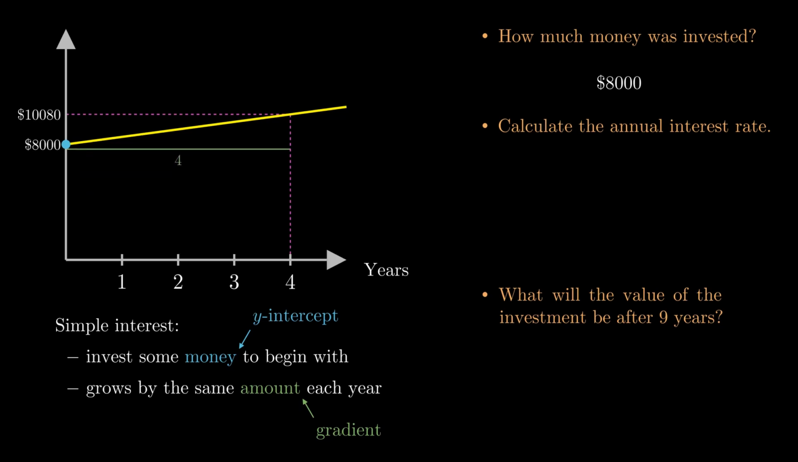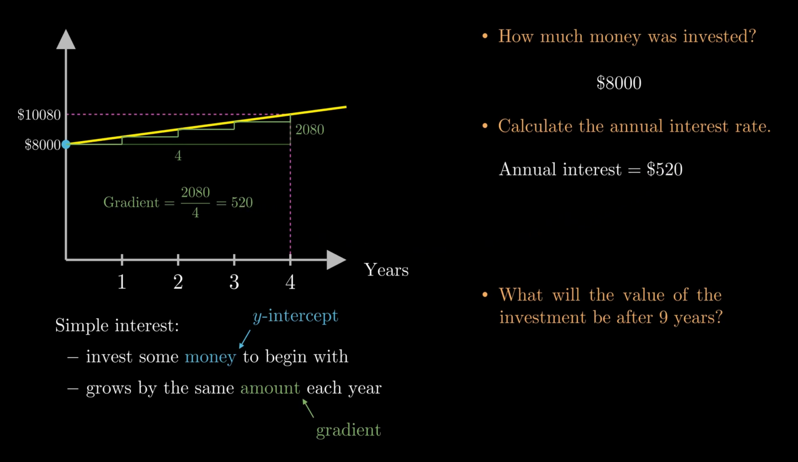We can see that in 4 years, it goes from 8,000 up to 10,080, which is an increase of $2,080. So this tells us the growth in 4 years, but again the gradient asks for how much it grows every 1 year. So we need to think about chopping this $2,080 increase into 4 equal parts. That means the gradient is 2080 divided by 4. Some of you would know this pattern as rise over run. That is exactly what it is. And we get $520.